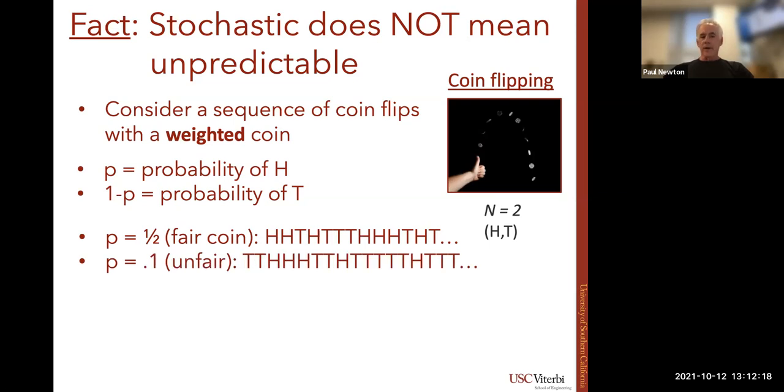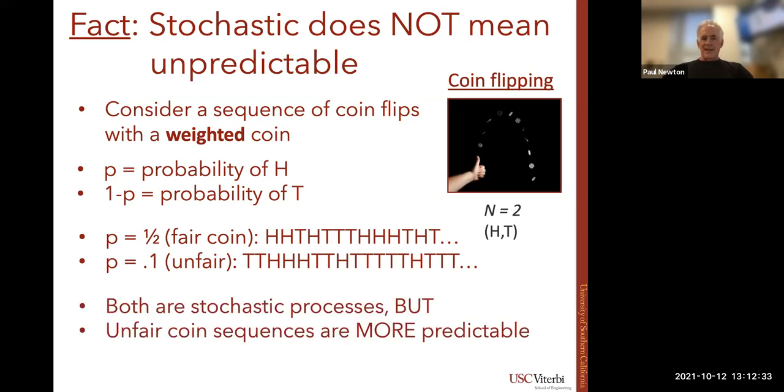But in an unfair coin, let's say the probability of heads is 0.1, then you're going to get far more T's than H's, and in the long run roughly 90% of the elements in this string are T's. Both are stochastic processes, but the point I want to make is that the unfair coin sequences are much more predictable, because all you need to do is predict tails every time and you'll be right 90% of the time. Whereas here, if you pick tails every time, you'll be right only 50% of the time.